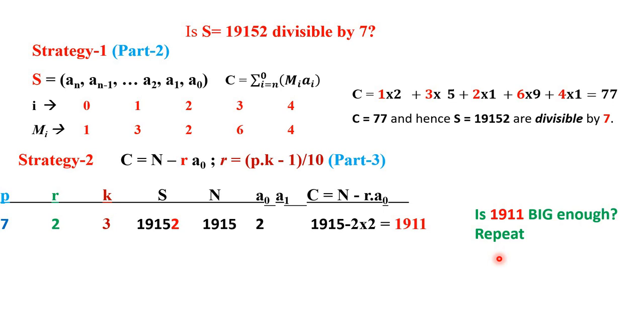So in that case, what you can do, as I have already prescribed in the last video, is treat this C as a fresh S and apply the same strategy again. So now this time your S is this 4-digit number. Now you are dropping the last digit 1, A0. So the remaining truncated number is 191. So the final C is 191 minus 2, because R is 2, so 2 into the last digit 1, so 2, 189. So now you can maybe say that okay, 189 is divisible by 7.